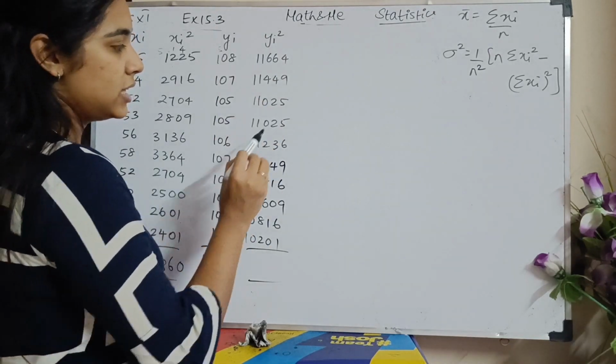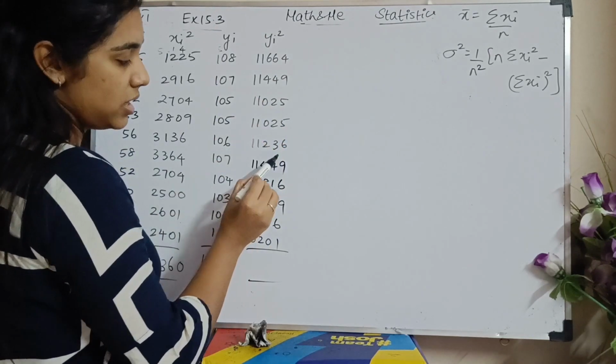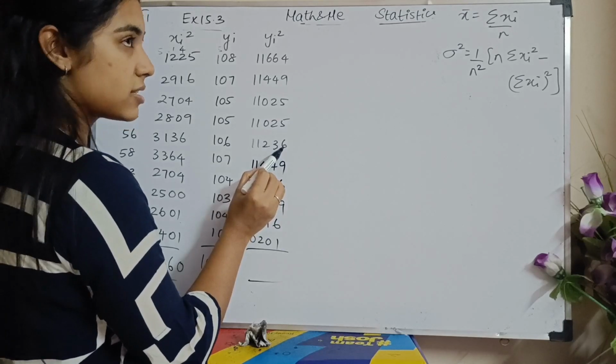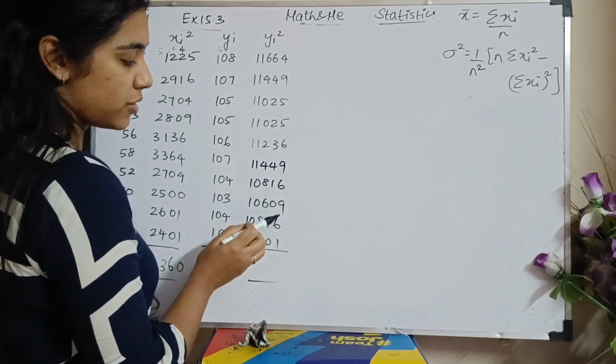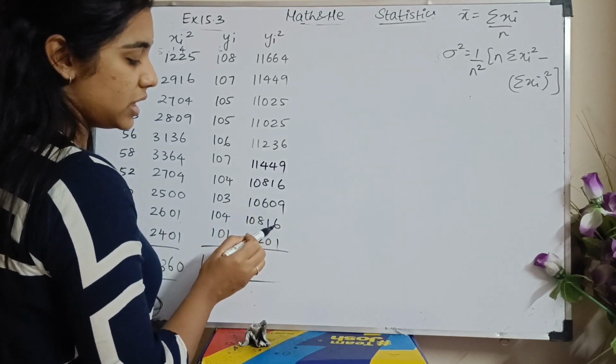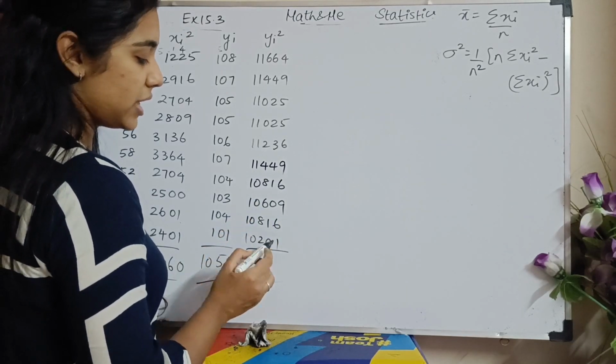4 plus 9, 13. 13 plus 10, 23. 23 plus 6 is 29. 29 plus 9, 38. 38 plus 6, 44. 44 plus 9, 53. 53 plus 6 is 59, 60.